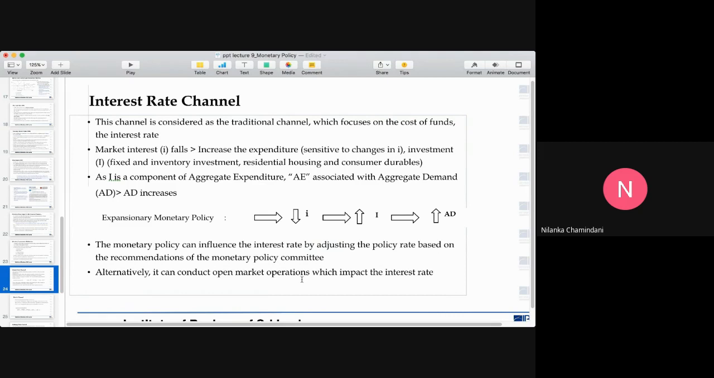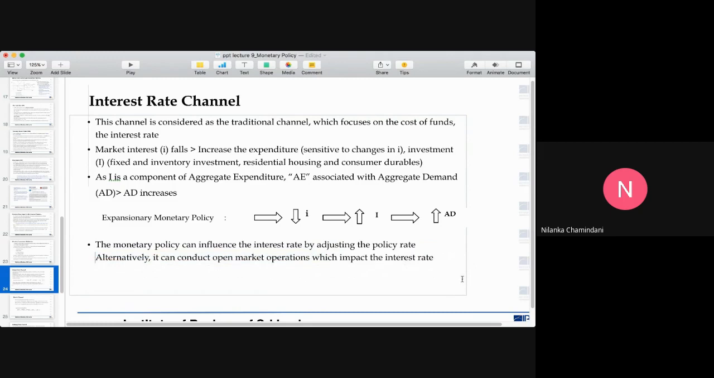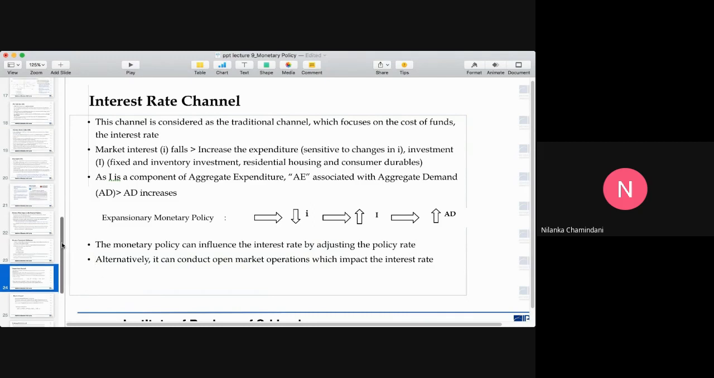Okay, so the monetary policy can influence the interest rate by adjusting the policy rate, not only based on the recommendation of the committee, but also with the approval of the Monetary Board. Alternatively, it can conduct open market operations. Through open market operations, the central bank can change the volume of liquidity in the market, which again impacts the interest rate. This is how it works, as we discussed, right?